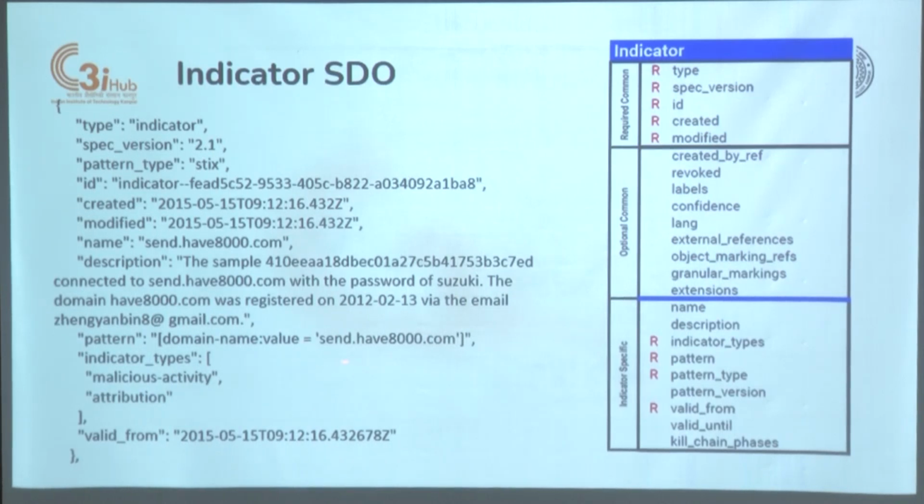No, so the pattern language is part of the STIX specification. The STIX specification says this is the syntax of the pattern language. This is how you write a pattern to express indicators, right. You could see this pattern is very specific. This is a full fledged URL, right. You could have had a star.have8000.com also, right. That would mean that this threat intelligence would have said that every time you see this domain, it is a problem, right.